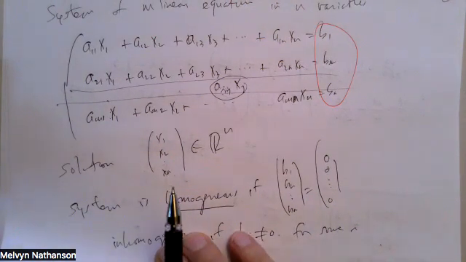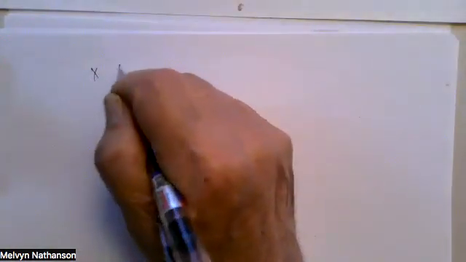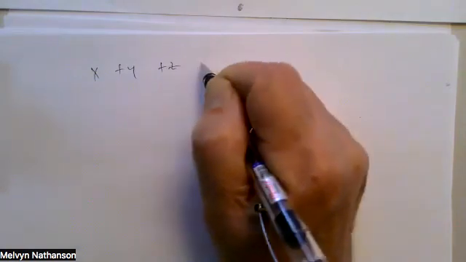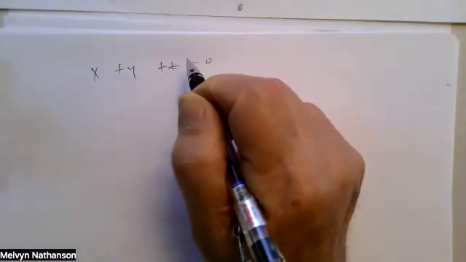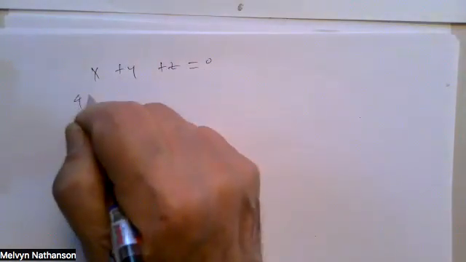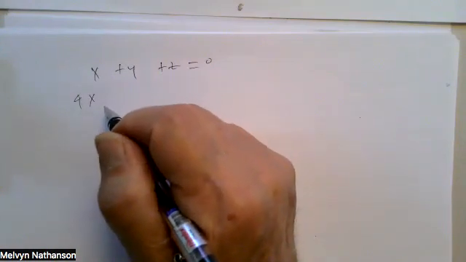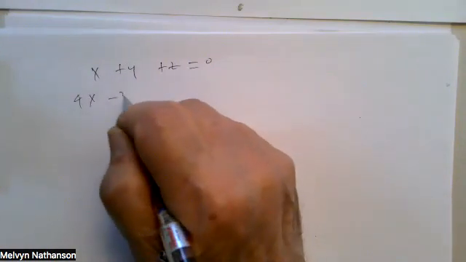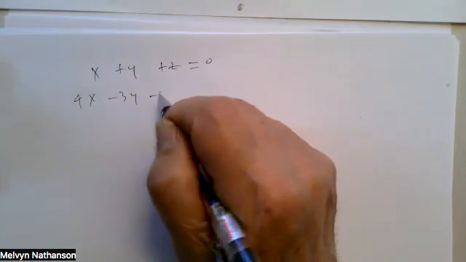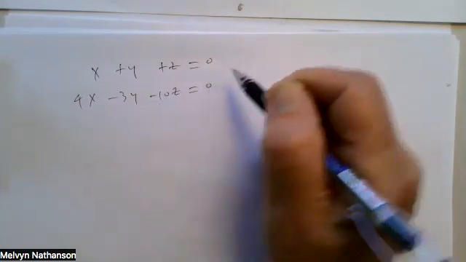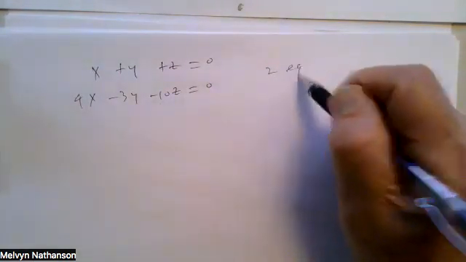So let's take an example. Here's a system: x plus y plus z equals 0, 4x minus 3y minus 10z equals 0. So here we have two equations.